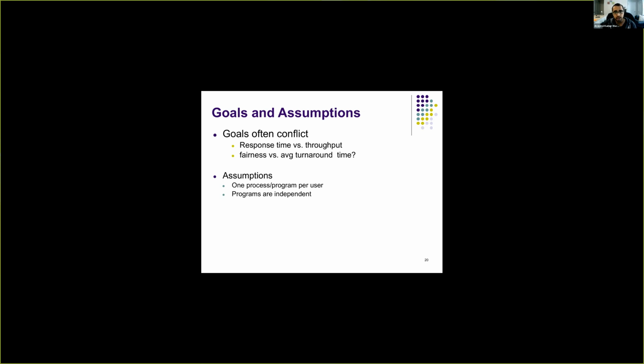And to understand various scheduling policies, let's make a very simplistic assumption that there is only one process or one program per user, and programs are independent. That means they are not waiting on each other. There are no locks. So to understand the policies, let's assume that every user has only one process, and each process is independent. There is no dependency between multiple processes.